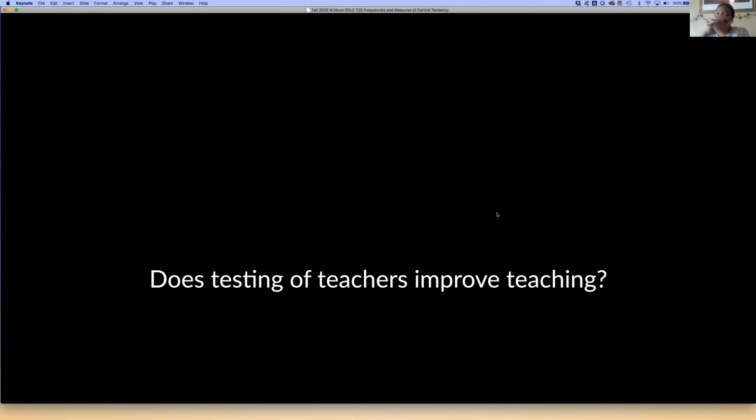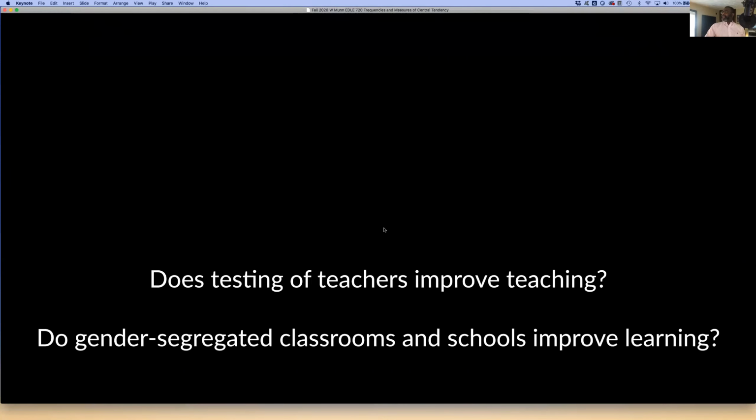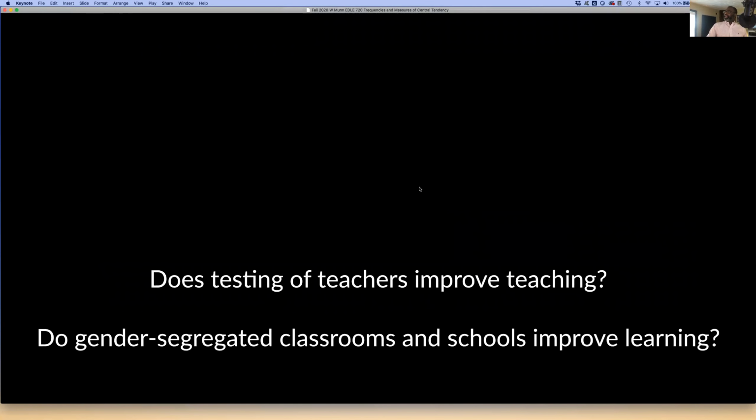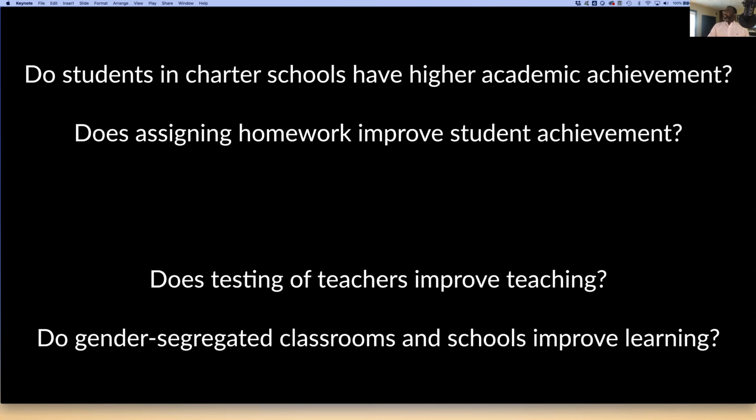I think it depends upon the teacher. Oh, these are just other examples. They didn't go in order, so I apologize. So in this situation, does testing of teachers improve teaching? Testing of teachers has a hypothesized impact on improvement of teachers.